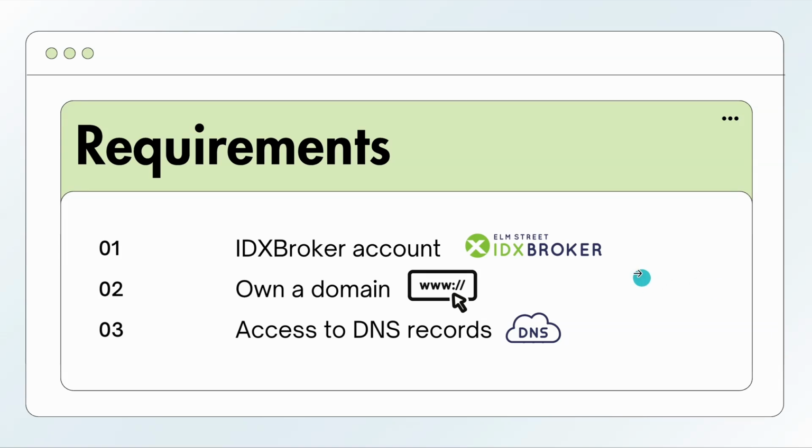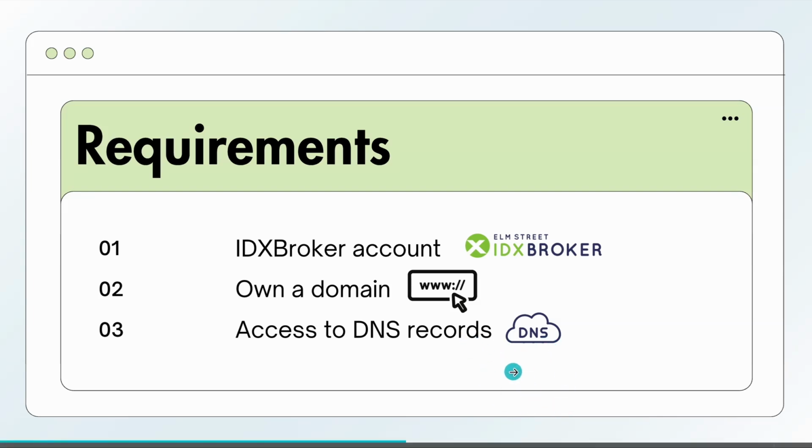First, you need an IDX Broker account. You need to own a domain and you need to have access to the DNS records. The DNS records are in GoDaddy, HostGator, SiteGround, Enom, or wherever you bought this domain and you're hosting. That can also be HighLevel if you have the domain there, or Wix, even just anywhere where you bought the domain and wherever you have the DNS records.